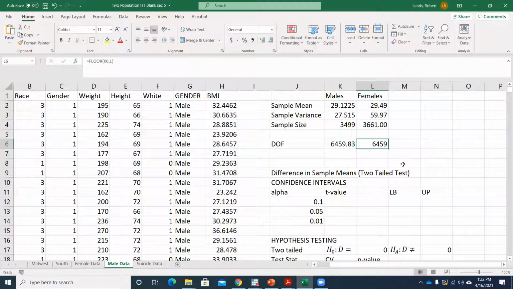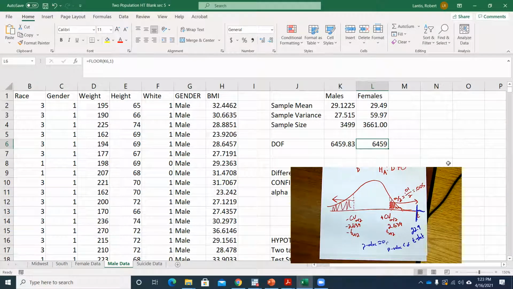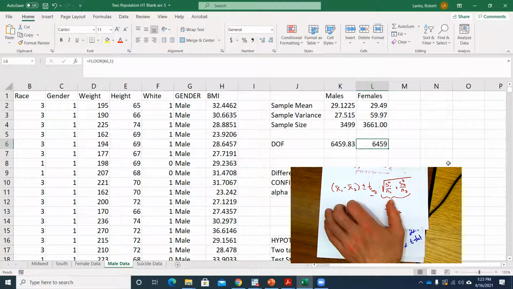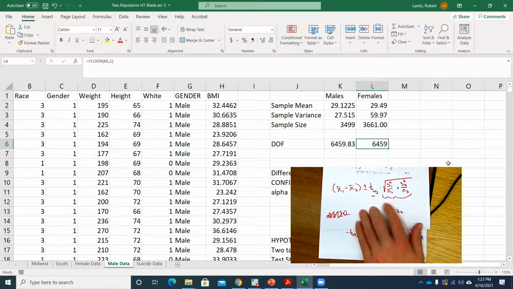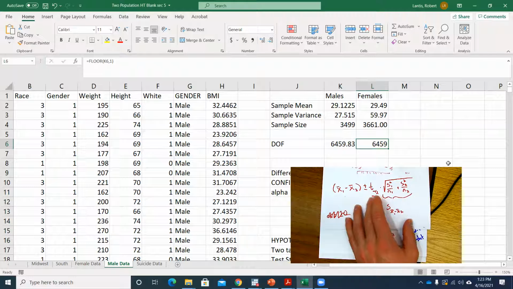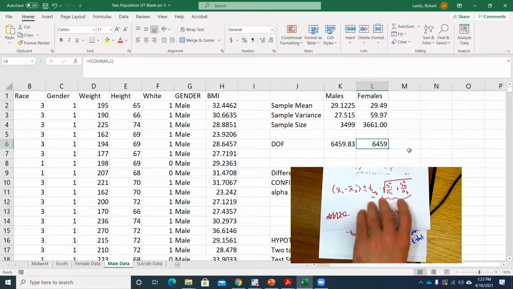So we've got our degrees of freedom. Now what we're basically going to do is take this equation and let Excel be our calculator. We could calculate this intermediate step in a different cell, but I'm going to do it all at once because we haven't done that yet together. And then I also need to use Excel to look up this t-value.